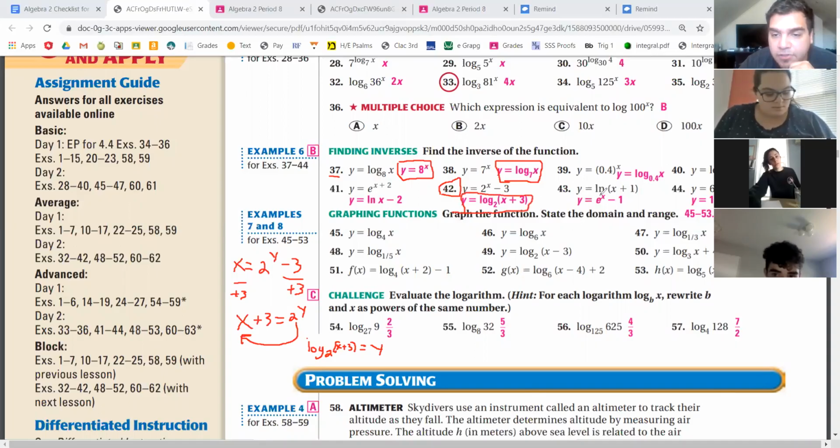Okay? And just remember, the opposite of ln is the letter E. So the opposite of ln is the letter E, or you could think of ln as the same as log base E, okay? So I can move E first and then subtract by 1.